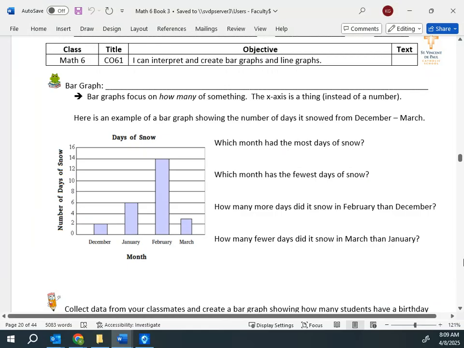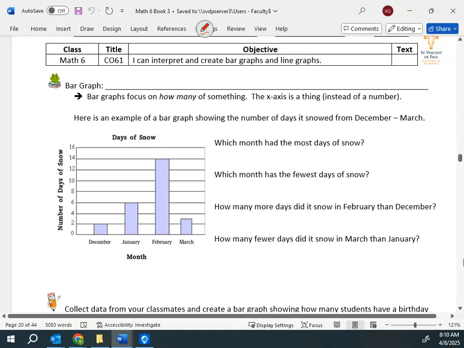Okay, good morning. Today we are continuing to work with our data and we're starting to work with graphs. Yesterday we did mean, median, and mode. Now we're starting to see different types of graphs. Today we are doing CO61, interpreting and creating bar graphs and line graphs. So we're starting off with graphs that we have seen before. So it's going to be a little bit easier because we're more aware of what these graphs are about.